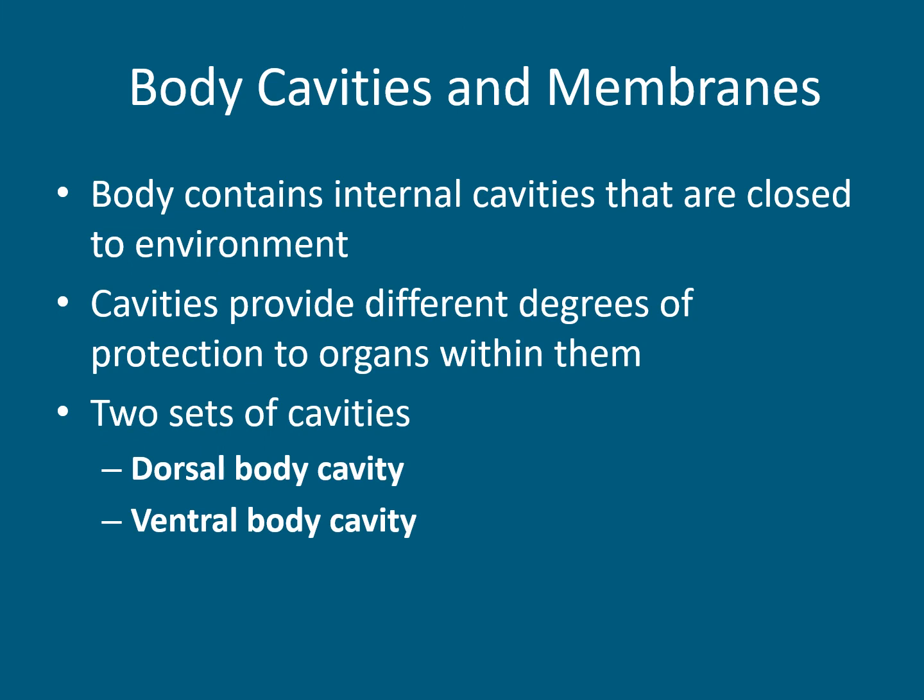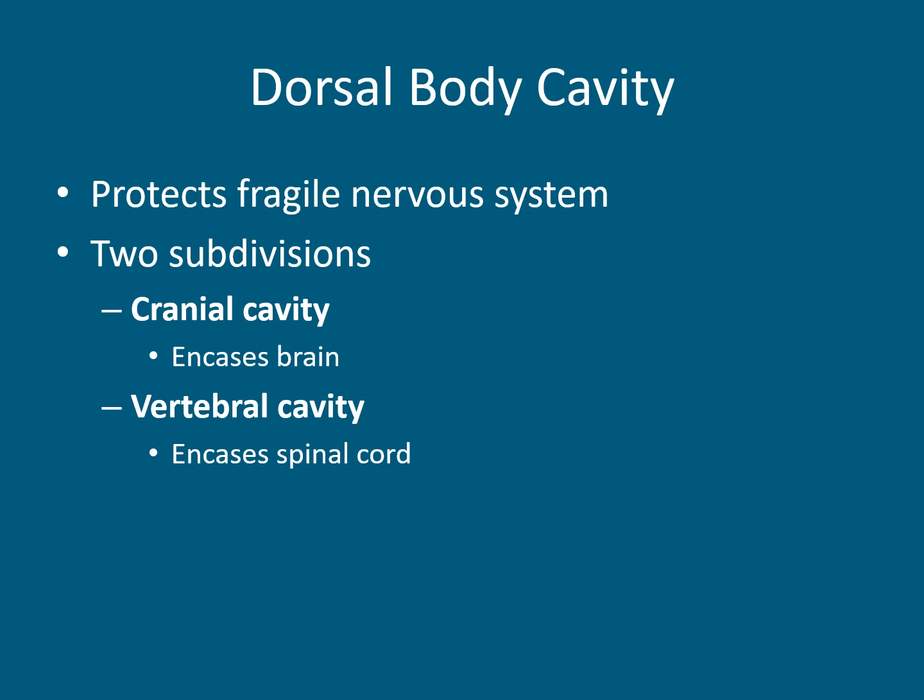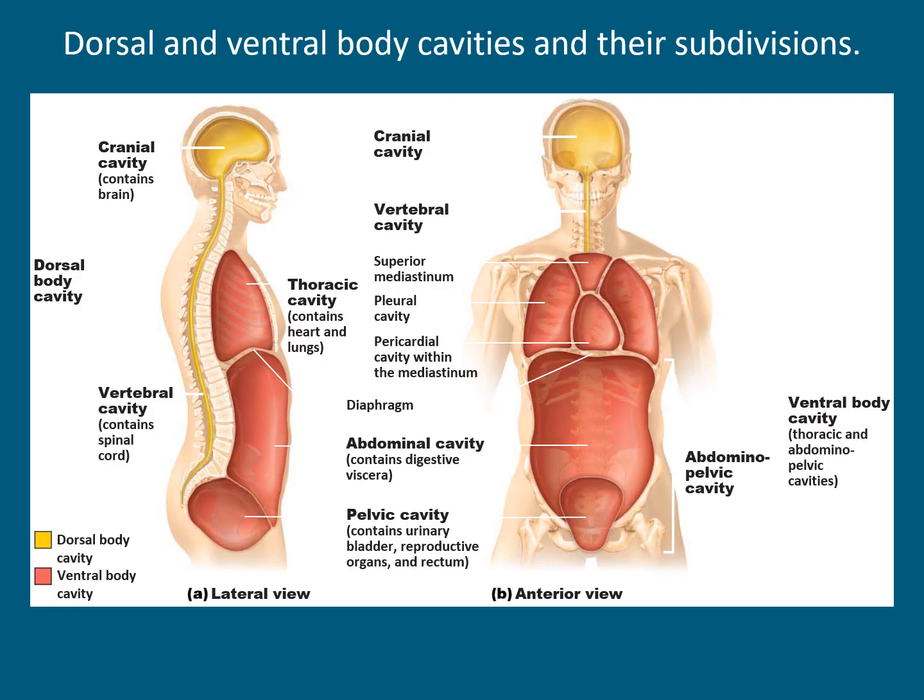The body does have several internal cavities. And oftentimes the cavities also have membranes around them. Cavities often are containing organs, and there's extra protection for them. So there's two main sets of cavities, the dorsal body cavity and the ventral body cavity. The dorsal body cavity is protecting your nervous system. It is further divided into two subdivisions, the cranial cavity that has the brain enclosed in it, and then the vertebral cavity that encloses the spinal cord.